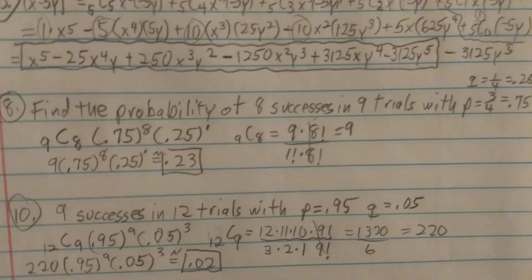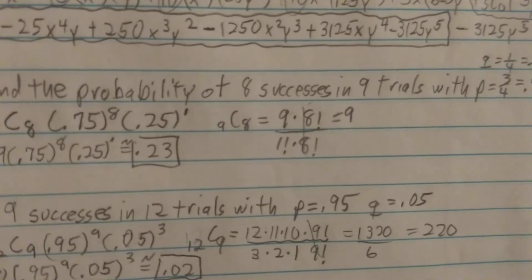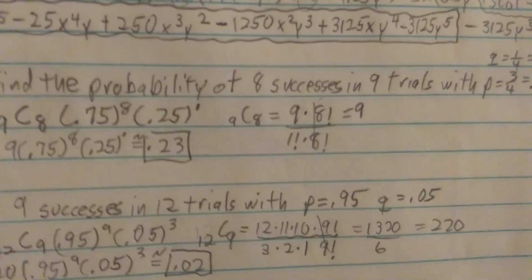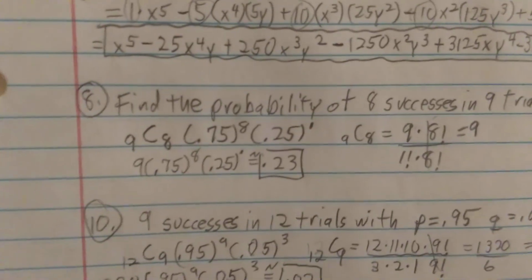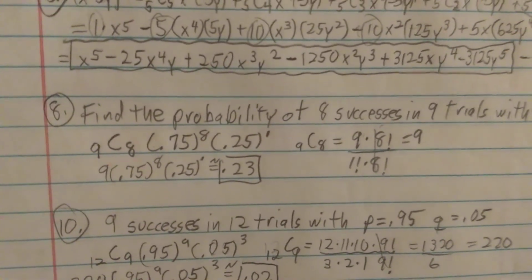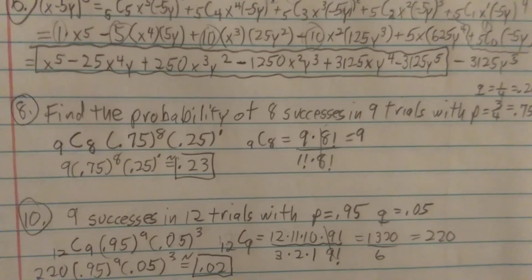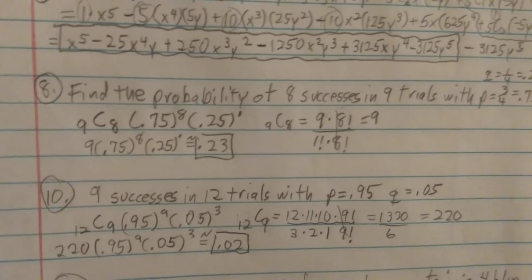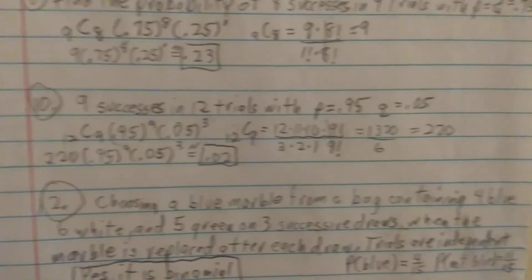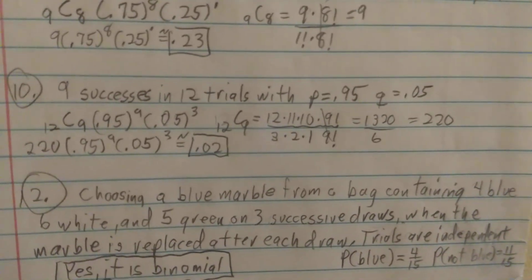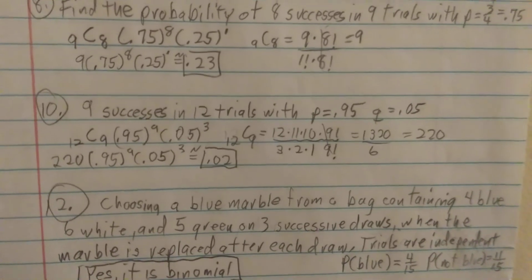Now 9C8 is 9 times 8 factorial over 1 factorial times 8 factorial, and the 8 factorials cancel to give you 9. And the rest of it is 9 times 0.75 to the power 8 times 0.25, which to 2 places rounds to 0.23.